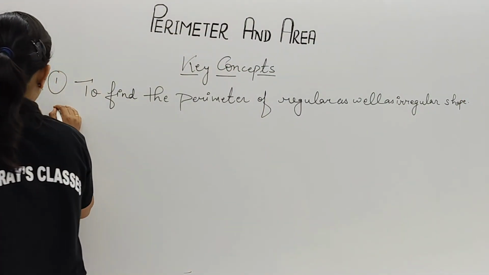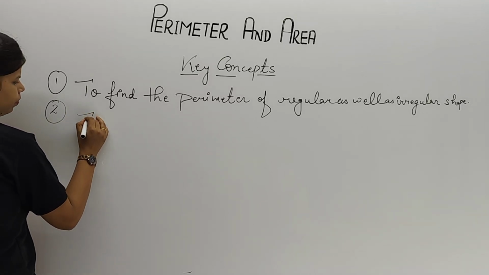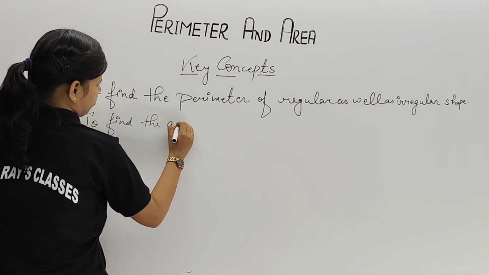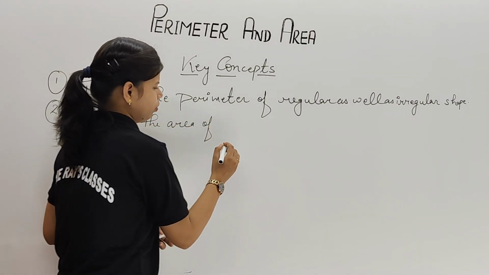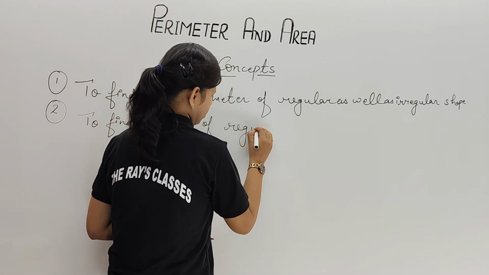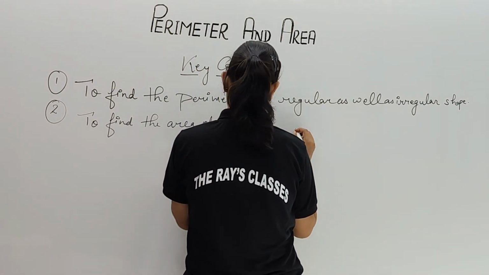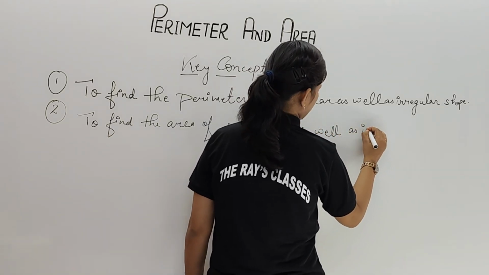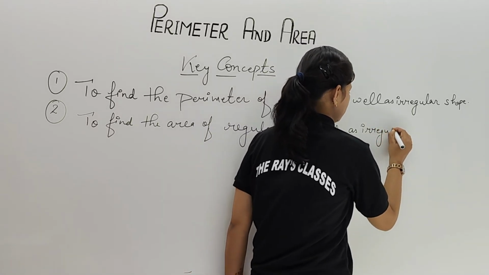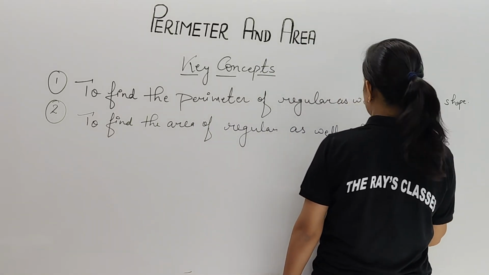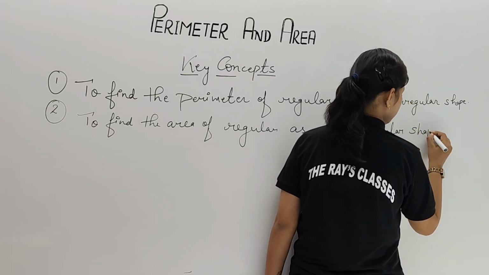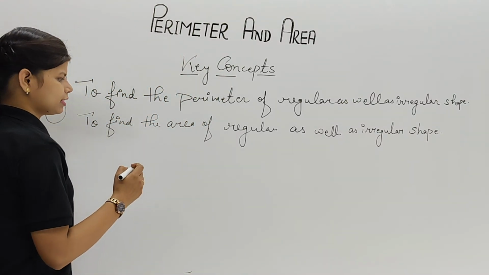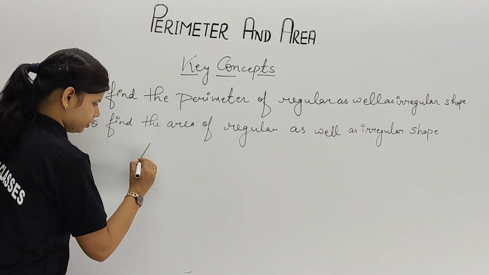And second is we are going to find the area of regular as well as irregular shapes. Now here you are listening to two terms, regular and irregular. You know very well the difference between regular and irregular, but here we are going to discuss it. Like you can see, I am going to draw this figure.